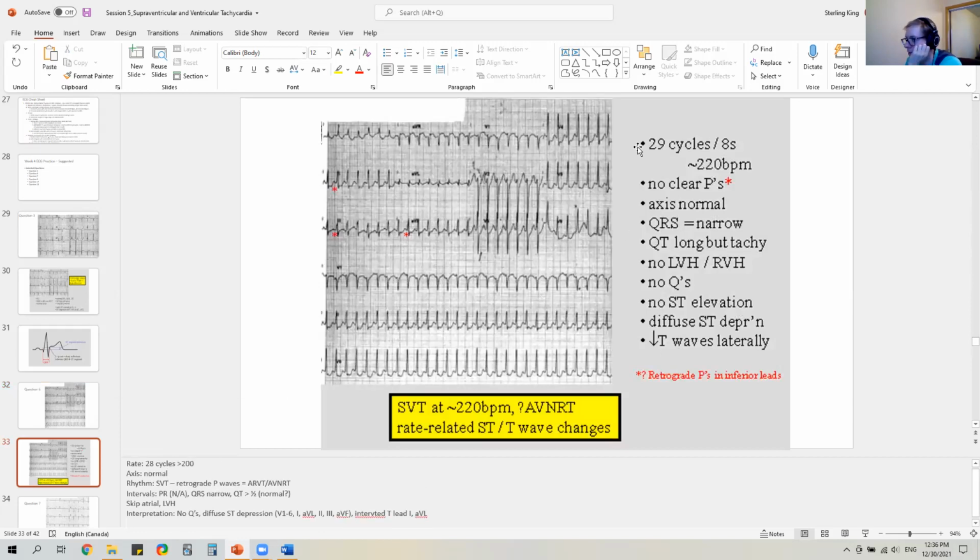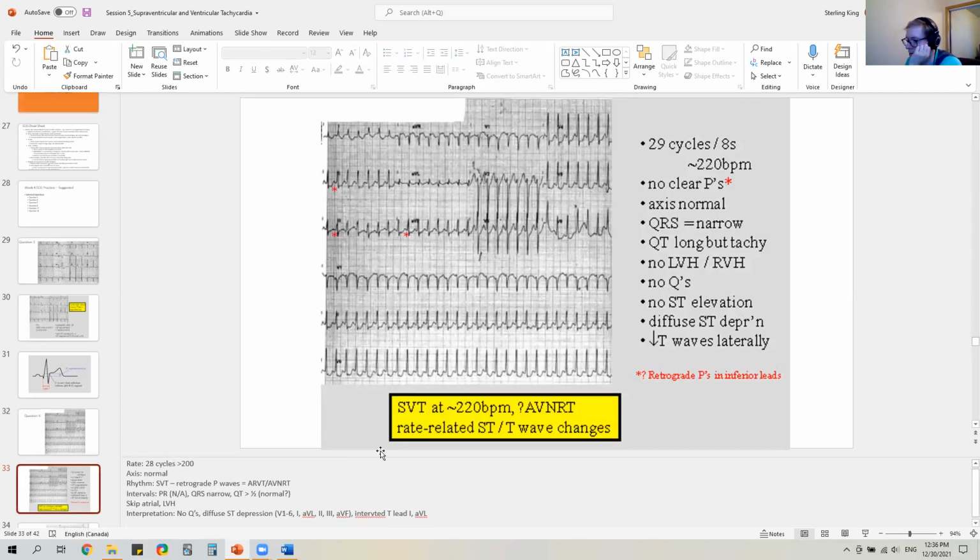Okay, so rate greater than 200 for sure, 29 cycles, so 220 beats on 8 seconds. Axis is normal, no clear P's, we talked about that. And rhythm, SVT, because it's narrow QRS and so fast. And because there's retrograde P waves, I think I was looking down here when I saw them, and it looks like he's pointing some out over here. Retrograde P's in inferior leads. So yeah, retrograde P waves, AVNRT or AVRT.